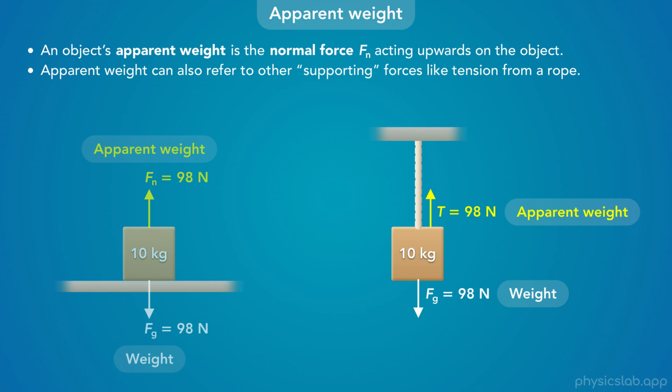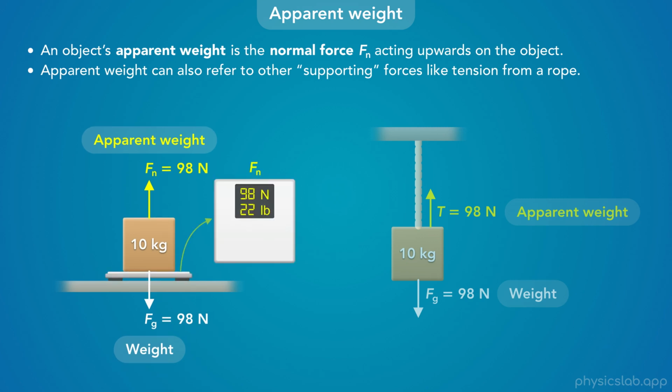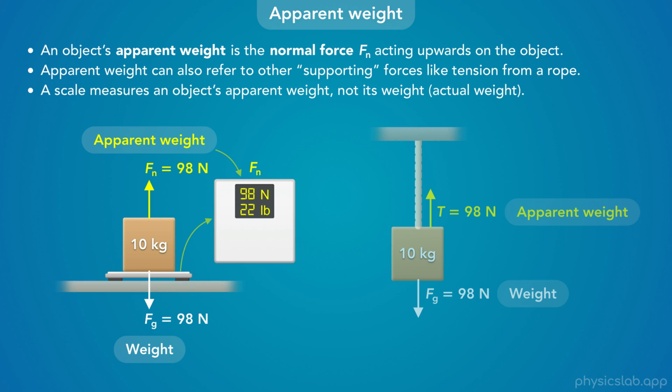Here, the box is hanging from a rope, and there's no normal force, so the apparent weight might refer to this upwards tension force. But most of the time, apparent weight means the normal force, and a question will probably tell you if it means something else. We learned in another video that a scale measures the normal force on an object, and the apparent weight is the normal force, so a scale measures an object's apparent weight, not its weight or its actual weight. Or if we attached a hanging scale to this rope, the scale would measure the tension force in the rope, which would tell us the apparent weight of the box.